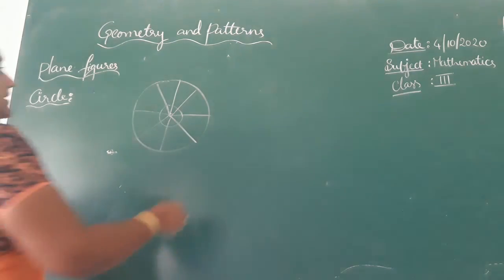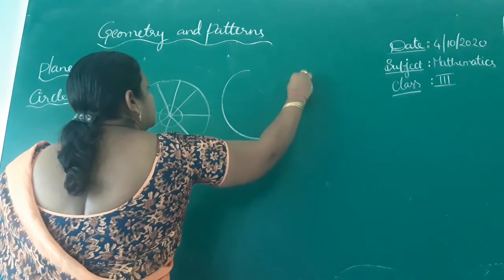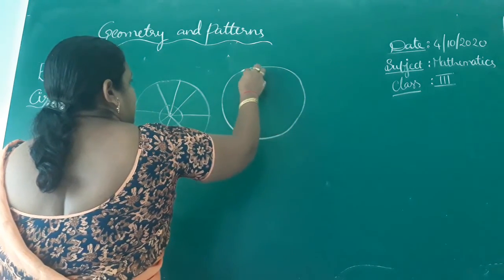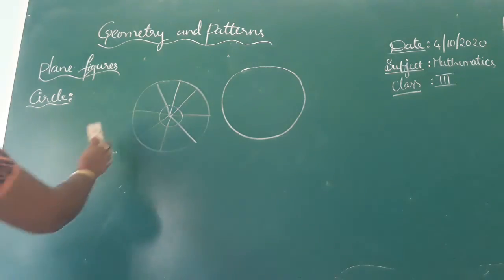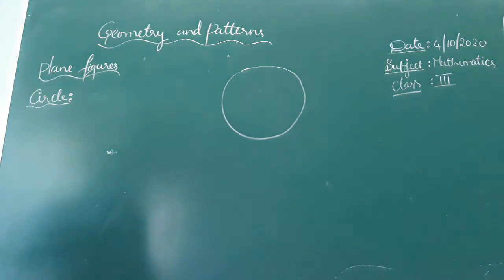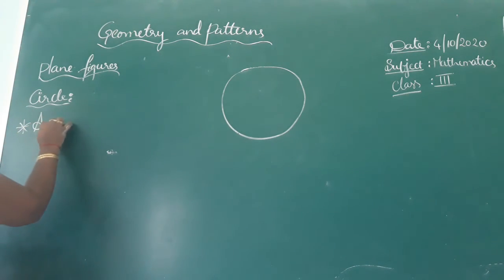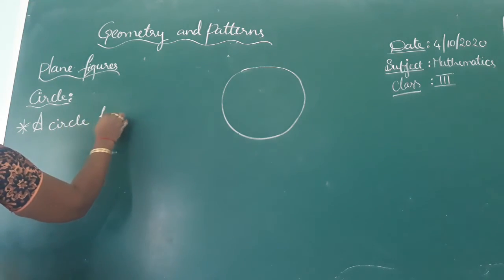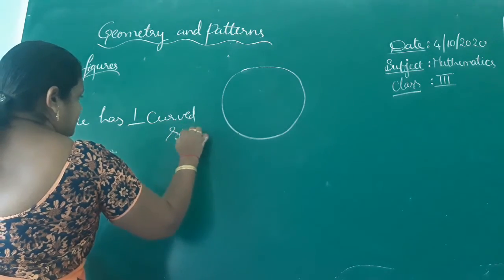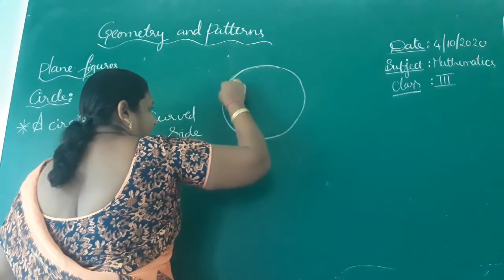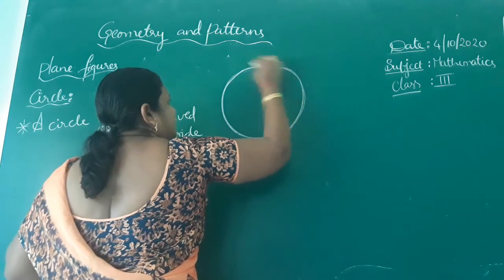The wheel of the cart is like a circle. So a circle is like this. This is the circle and it has one curved side. A circle has one curved side like this.